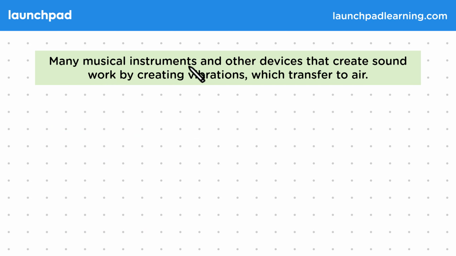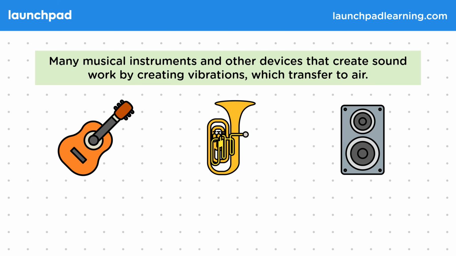Many musical instruments and other devices that create sound work by creating vibrations which transfer to air. For example, we pluck guitar strings to make them vibrate. These vibrations are transferred to the air inside the guitar, causing a sound wave to be sent from the guitar and carried by the surrounding air. Or we can create vibrations in the air directly.